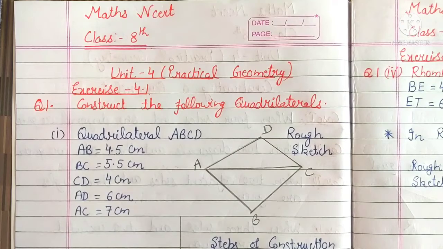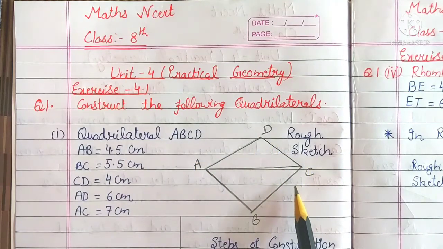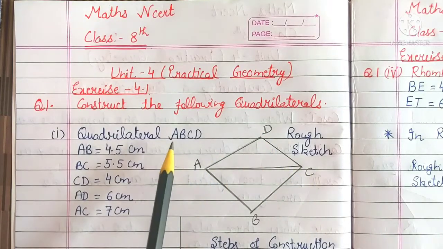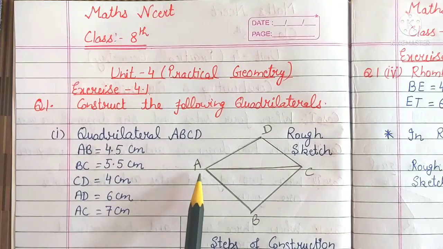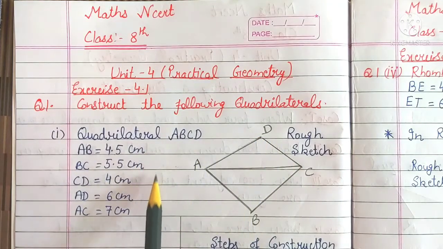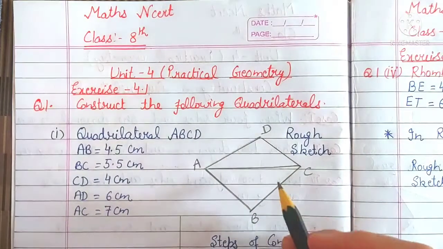So the very first step we have to do for such questions is we will draw a rough sketch of the given quadrilateral. Means in a rough sketch you need not draw accurate measurements. We will just draw a quadrilateral and give the names A, B, C, D. I'll write measurements on this rough sketch.